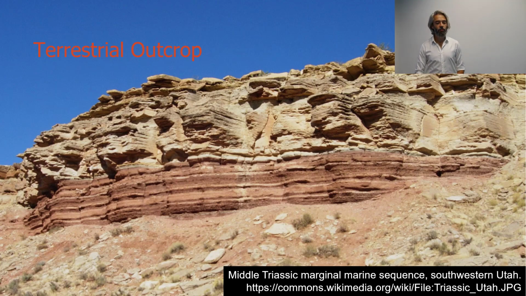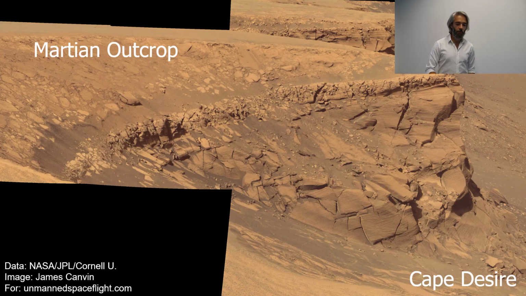An outcrop is a location where a piece of rock exposes different layers, so-called strata. The vertical succession of these strata is a chronological view into the past of a planet's surface. In this example, we have a terrestrial outcrop from southwestern Utah. Utah is a hotspot for field trials and Mars analog experiments.